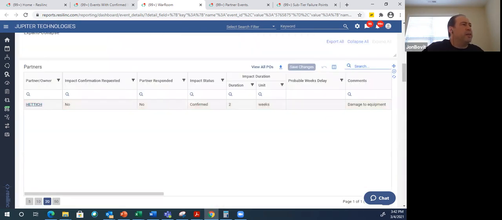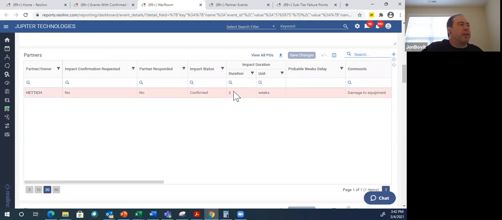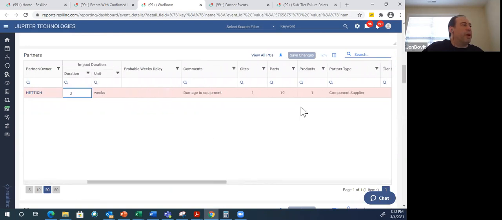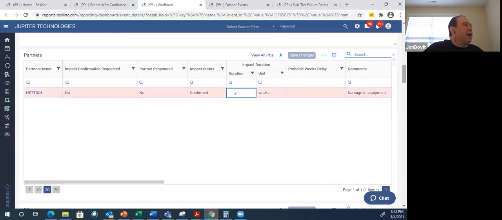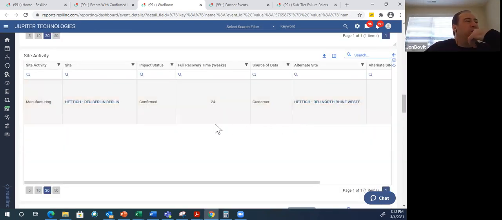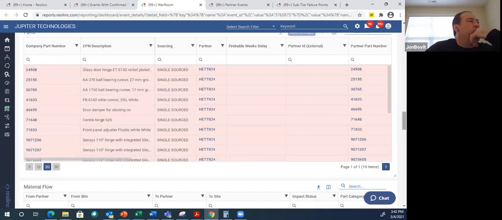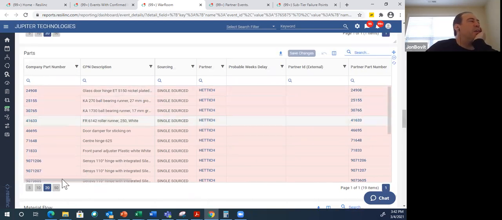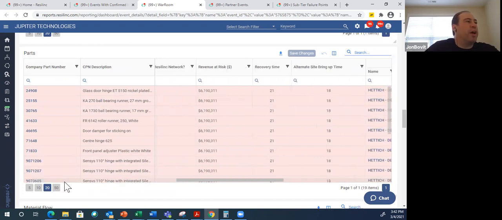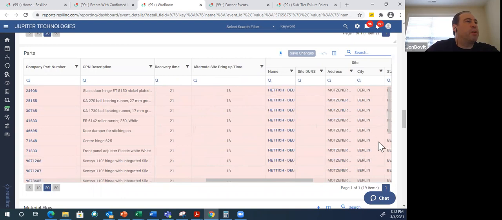I can see here's the particular supplier. I can drill into that. And they've actually confirmed 2 weeks of impact due to damage from an equipment. So it's just giving me lots of information. I can keep scrolling down and see which sites have been impacted and what activities they perform. I can get all the way down to all the different parts, and actually single source parts, that were impacted here. Again, all the way down to the specific details.